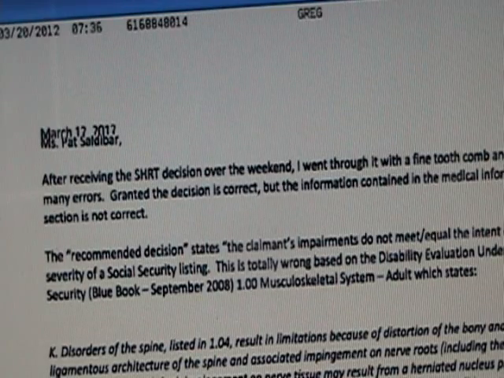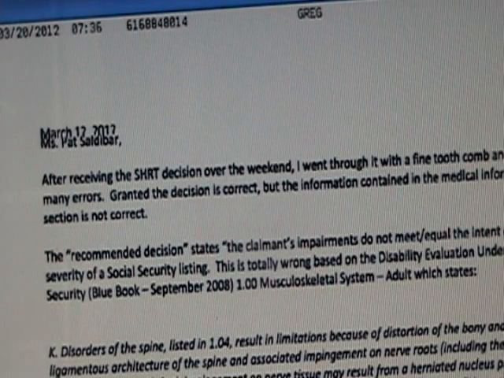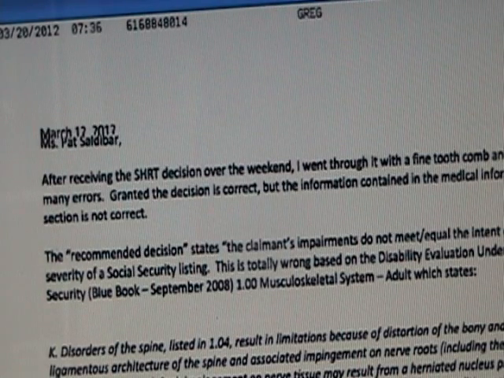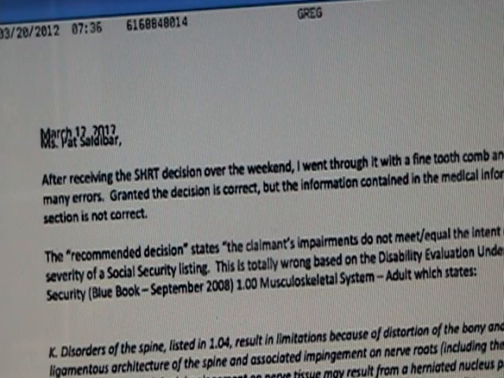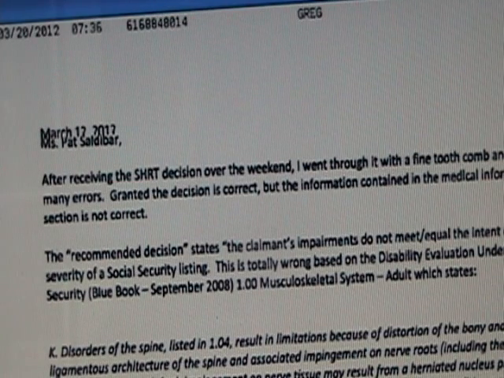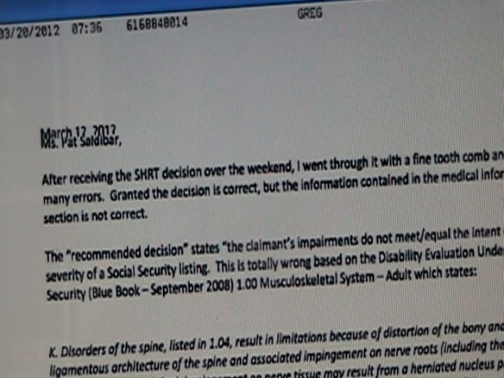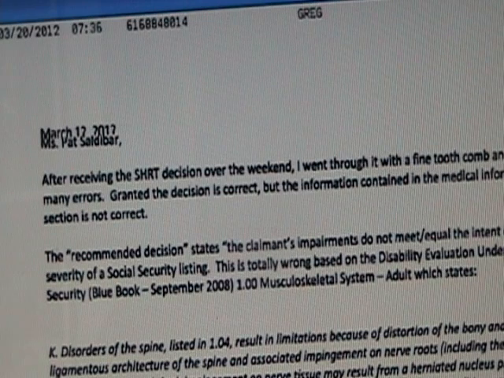Okay, I sent a letter to Miss Pat Saldivar, and I'm not sure if it's the ODAR office or the DDS office. But it says, after receiving the SHRT decision over the weekend, I went through it with a fine-tooth comb and found many errors. Granted, the decision is correct, but the information contained in the medical information section is not correct. The recommended decision states the claimants do not meet or equal the intent or severity of a Social Security listing. This is totally wrong based on the disability evaluation under Social Security Blue Book dated September 2008.